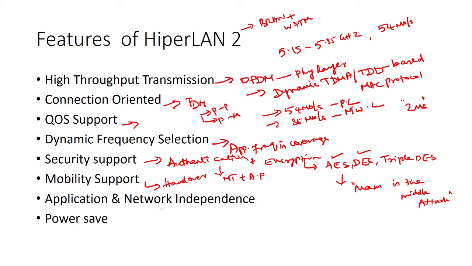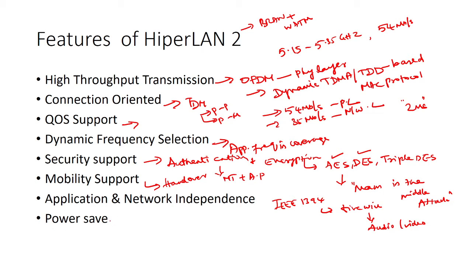So next is application and network independence. The access point will be connected with respect to LAN in case of Ethernet, that is in case of wired communication. But in wireless communication we have the IEEE 1394 standard. According to this, it supports Firewire. Firewire supports audio and video devices. So this is an important feature of Hyperlan 2.